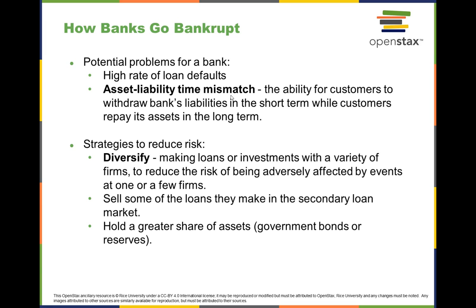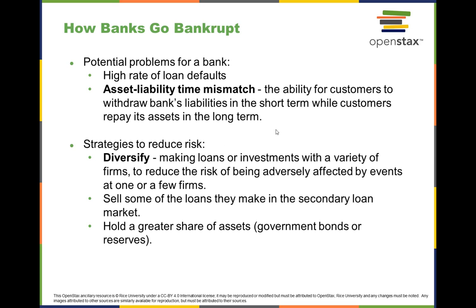Asset liability time mismatch is the ability for customers to withdraw bank liabilities in the short term while customers repay its assets in the long term. So that's one of the problems: people can pull out their deposits right now, but they don't have to pay off their loans for 60 days for a short-term one, or maybe even 30 years in the case of a mortgage.